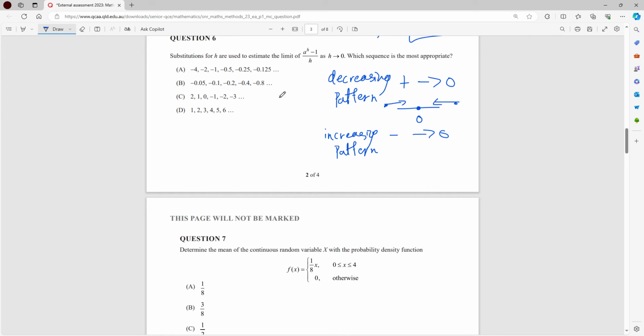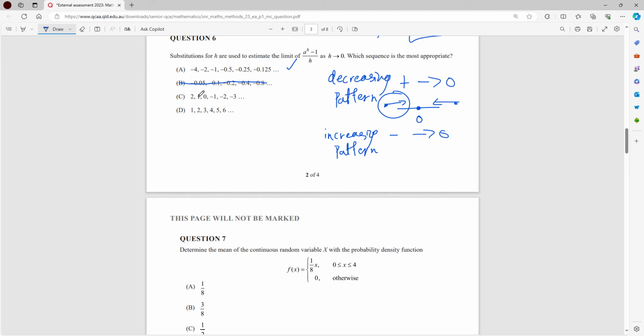Okay, so this sequence here straight away is an example of the increasing pattern. So you go from negative 4, negative 2, negative 1, negative half. You're getting closer and closer to 0 from this direction here. So that is a viable substitution we can make. This one here, we're going from a negative small number, but in the opposite direction. Our number is slowly getting smaller and smaller, so it's going away from 0. So this wouldn't be a viable option.